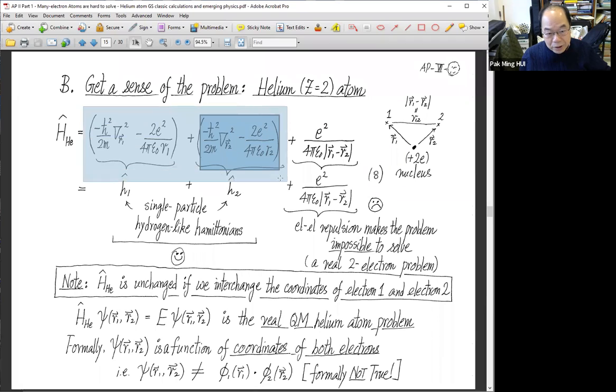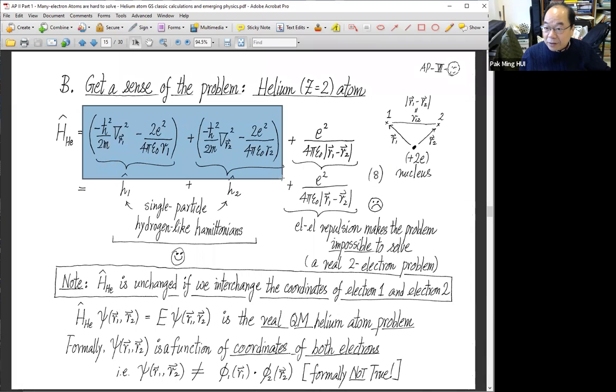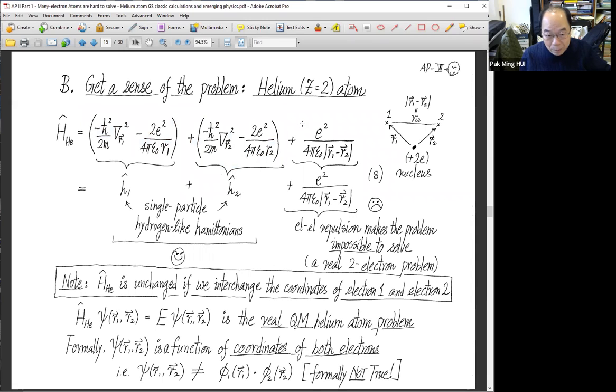These 4 terms are still representing a non-interacting system. You see the 2 brackets, one has to do with electron 1 only, one has to do with electron 2 only. I use a small h1, h2 to represent them. Now, the term that kills the problem is this electron-electron repulsive potential energy.